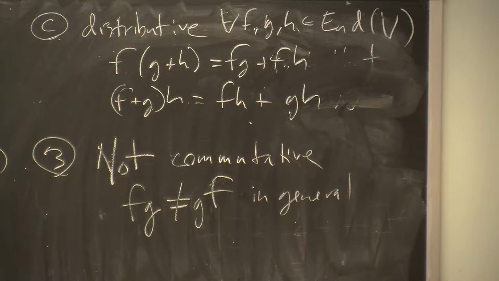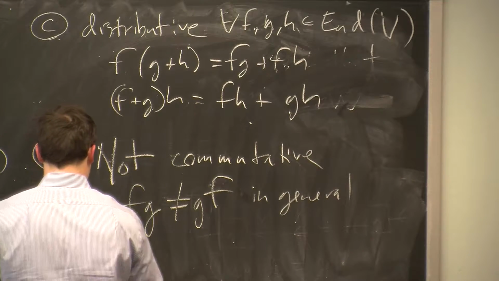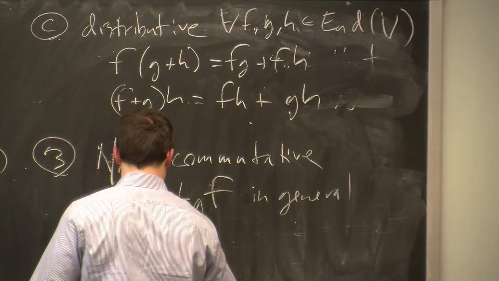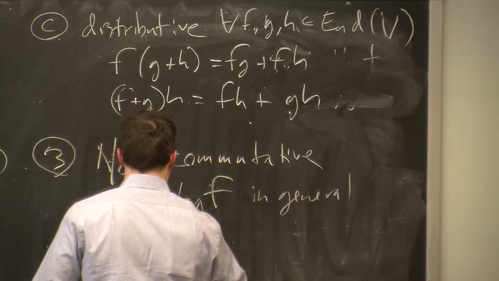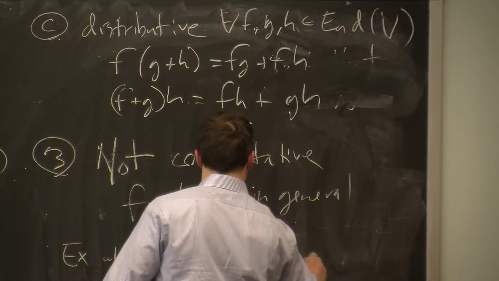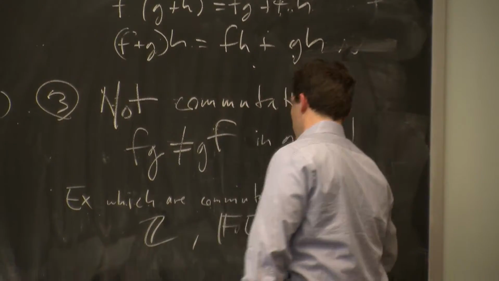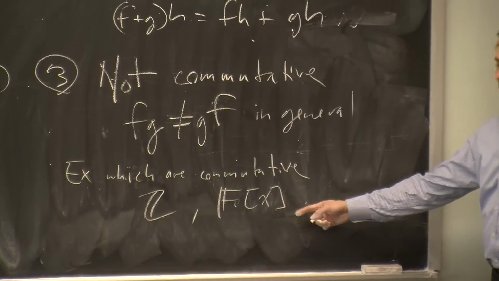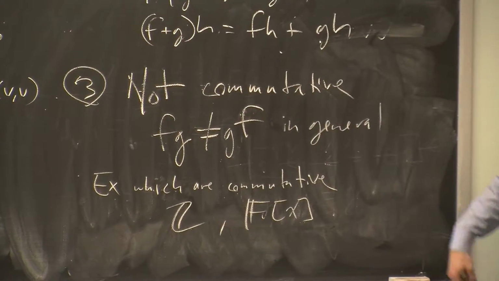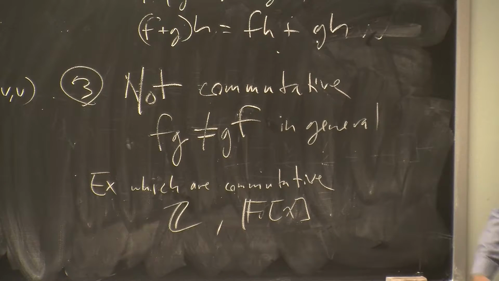There's also a name for this structure, something which has all these properties. Anybody know what that is? Let me give you two examples which are commutative: the integers and polynomials in one variable. So those are commutative examples of this structure, where I have multiplication, but I don't have multiplicative inverses. And I have addition.